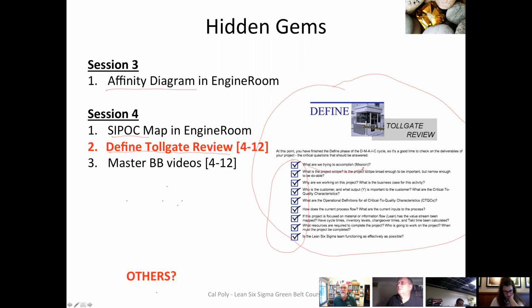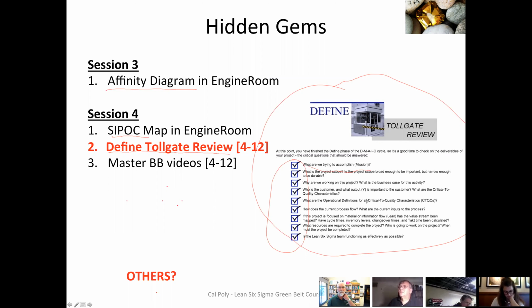this particular session. So for define, we're trying to find out, what are the questions we're trying to answer? What are we trying to accomplish, or what's our mission? What's the project scope? Why are we working on this project? Who is the customer? What's the output, or what's the value that's important to the customer? What are the operational definitions or the critical to quality characteristics? These are the key questions you're trying to answer in this stage of the process.